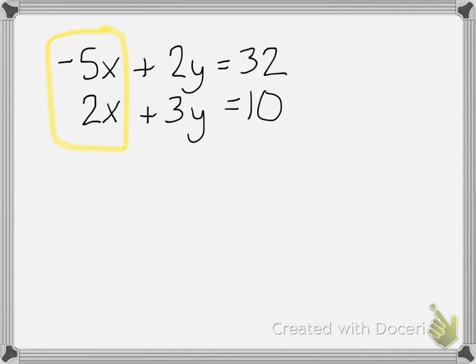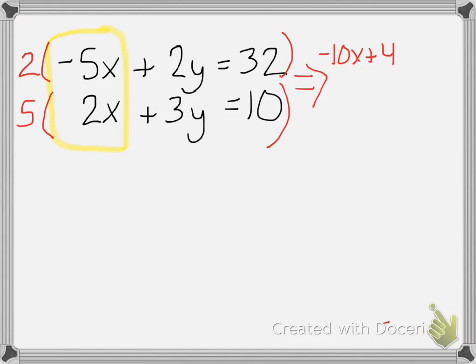I can multiply this top equation by 2, and I can multiply the bottom equation by 5. I picked positive 2 because I can see that's going to make a negative 10 up on top. And I picked positive 5 because I see it's going to make a positive 10 on bottom. And remember, I want them to match. So if I do that, this is what my new equations look like. Negative 10x plus 4. Remember, it's going all the way through the equation. So plus 4y equals 64.